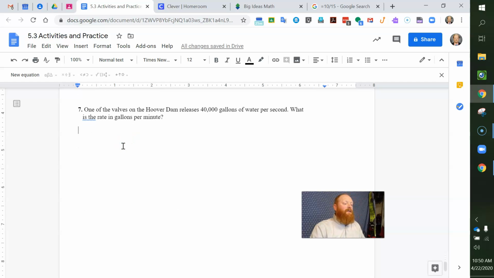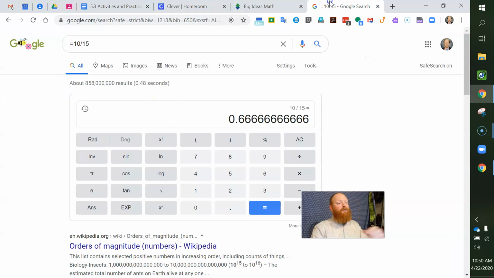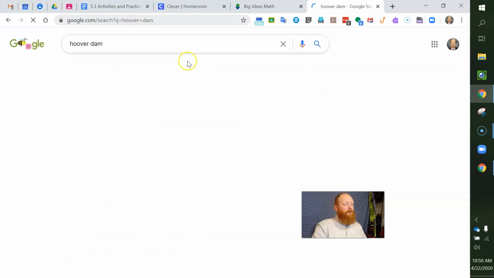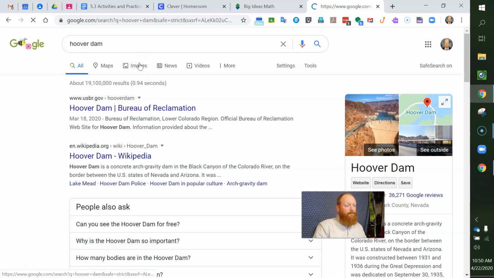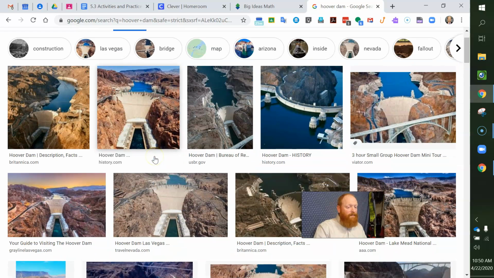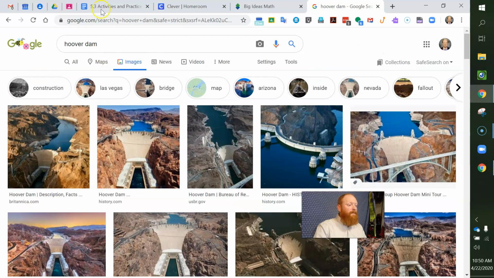All right, one of the valves in the Hoover Dam. Let's just go take a look. Hoover Dam. All right, so the Hoover Dam is this giant dam in Nevada in the desert near California that supplies hydroelectricity to Las Vegas and other places, which is why Las Vegas, if you've ever been there, has so many lights. Okay, so this is the Hoover Dam.